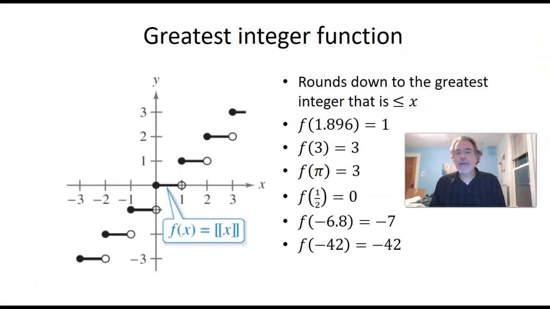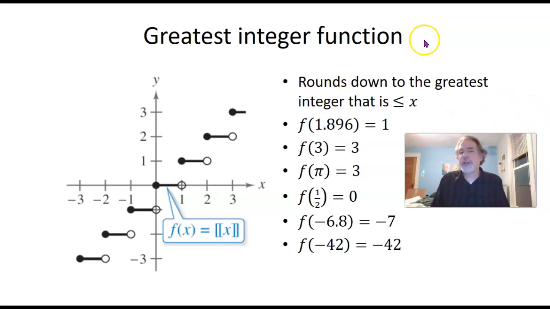Now here we have the greatest integer function. This is one of those things that it's real simple once you see what it does. It might take a minute to get the hang of what's actually going on here, but once you see it, it's easy. This is the function that takes whatever number you give it and rounds down to the greatest integer that is less than or equal to the number you put in for x.